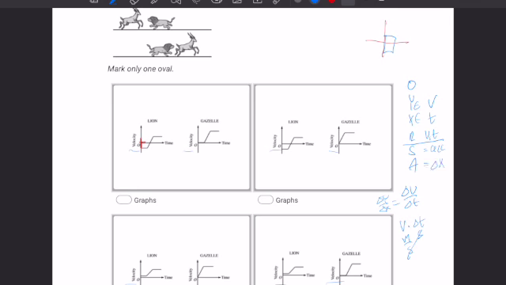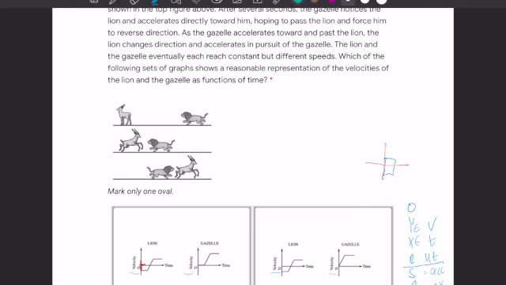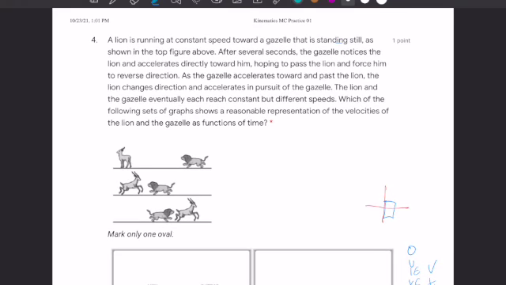All right. So next, looking at these, we can read the question next, just the question, because there's a long paragraph and it's easy to get confused by the details. Which of the following sets of graphs is a reasonable interpretation of the velocities of the lion and the gazelle as functions of time? So we have a picture here.